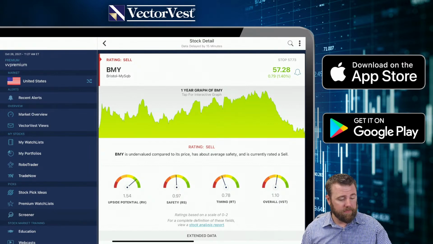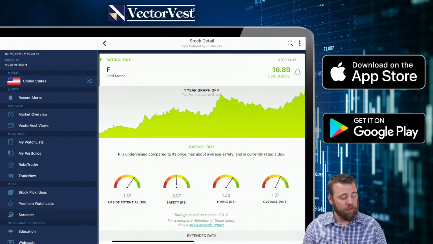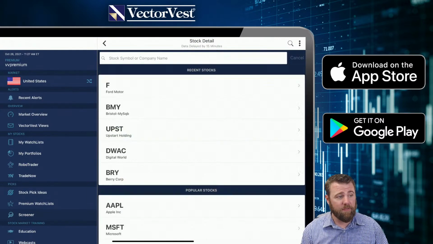All right, let's go see here. I know a lot of people have been asking about Ford. So Ford, good long-term potential, but does have a little bit more risk associated with it. You're in a steady, consistent uptrend, so overall, the stock is definitely favorable here.